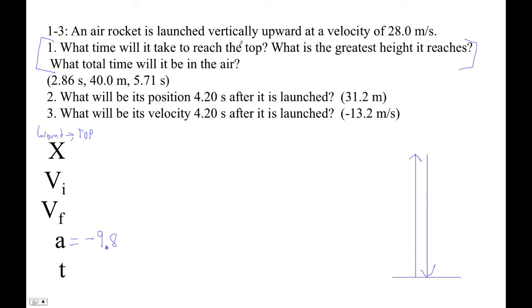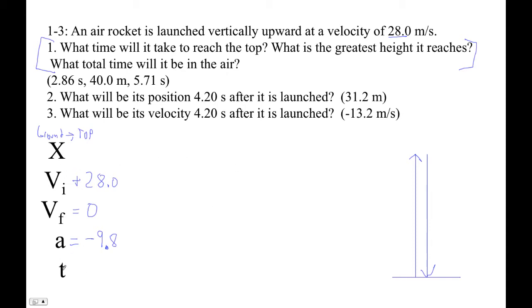The initial upward velocity is going to be 28 meters per second. And then, of course, at the top, the final velocity has got to be 0. It's got to be 0, because if it's not 0, it's not at the top. To find these things, it's basically just asking us for the position and the time.